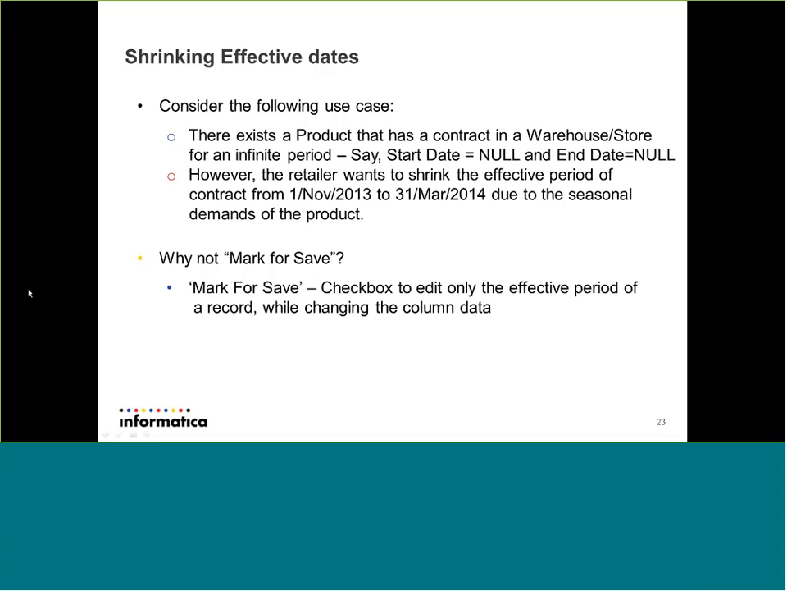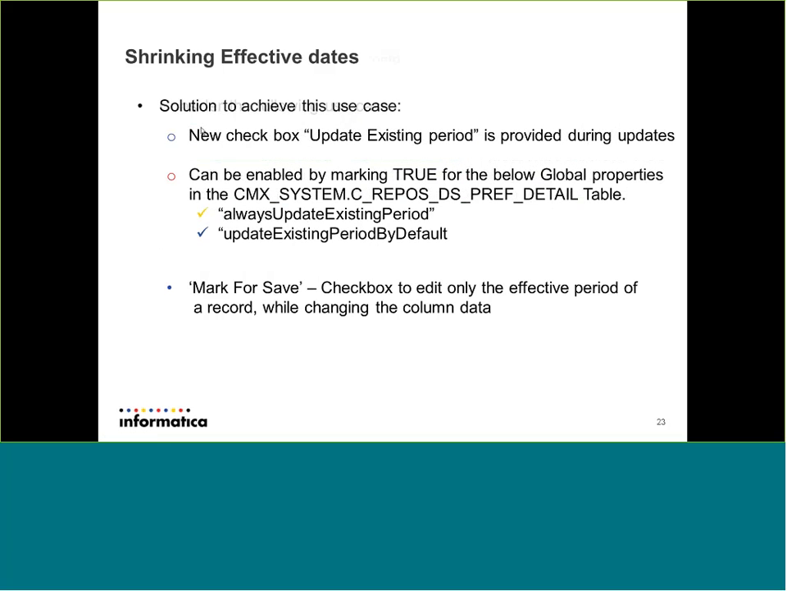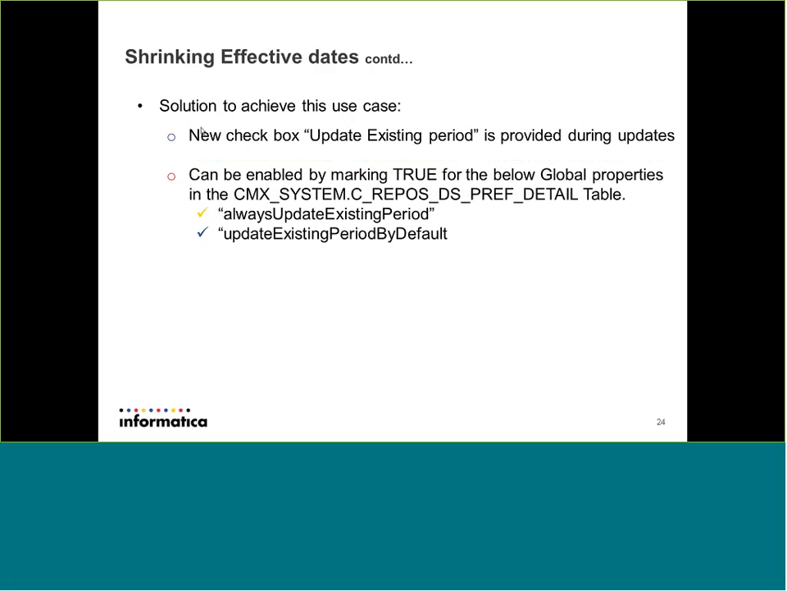Consider I don't want to change any of the values in my custom columns or the business columns, but I just want to sync the effective dates by just providing an update for that record. That can be achieved using this new functionality which came in 9.1 HF4. It is not available in any of the prior versions. It is introduced in 9.1 HF4.